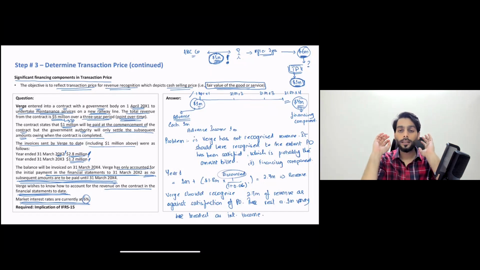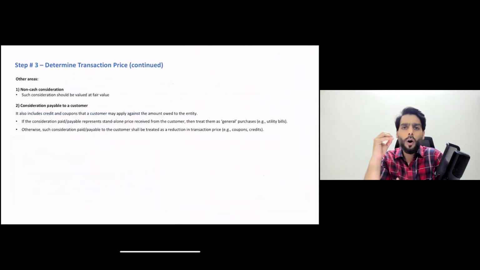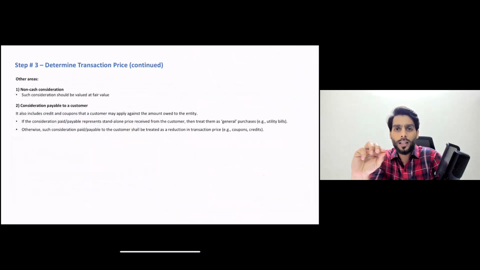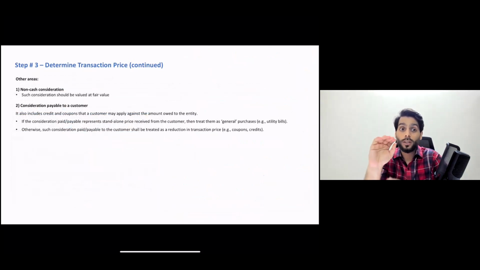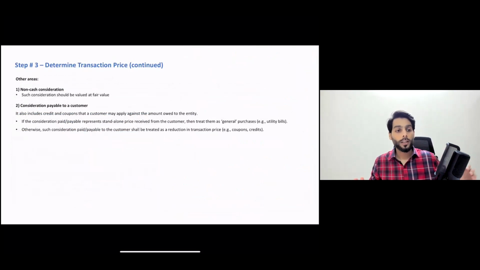So I believe this is one of the finest areas of step number 3 that we have just discussed. However, there are two more, smaller areas of step number 3 that we need to cover in order to make sure that we are done and dusted with the advanced areas of IFRS 15. It is very important to know the accounting standard in its entirety. You never know what small areas are tested in your exam, and the more you know, the better you will feel going into your exam.